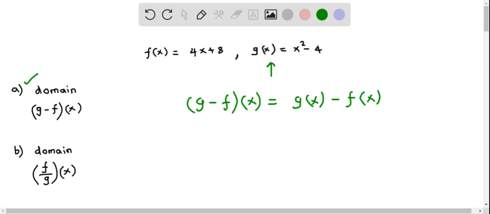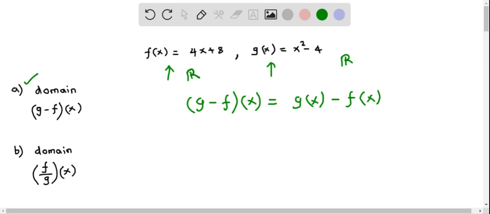So the domain of this g of x, this is basically a quadratic function. A quadratic function is defined for all real numbers. So the domain of g of x is all real numbers, and the domain of f of x, which is 4x plus 8, is a linear function. The linear function is also defined for all real numbers.